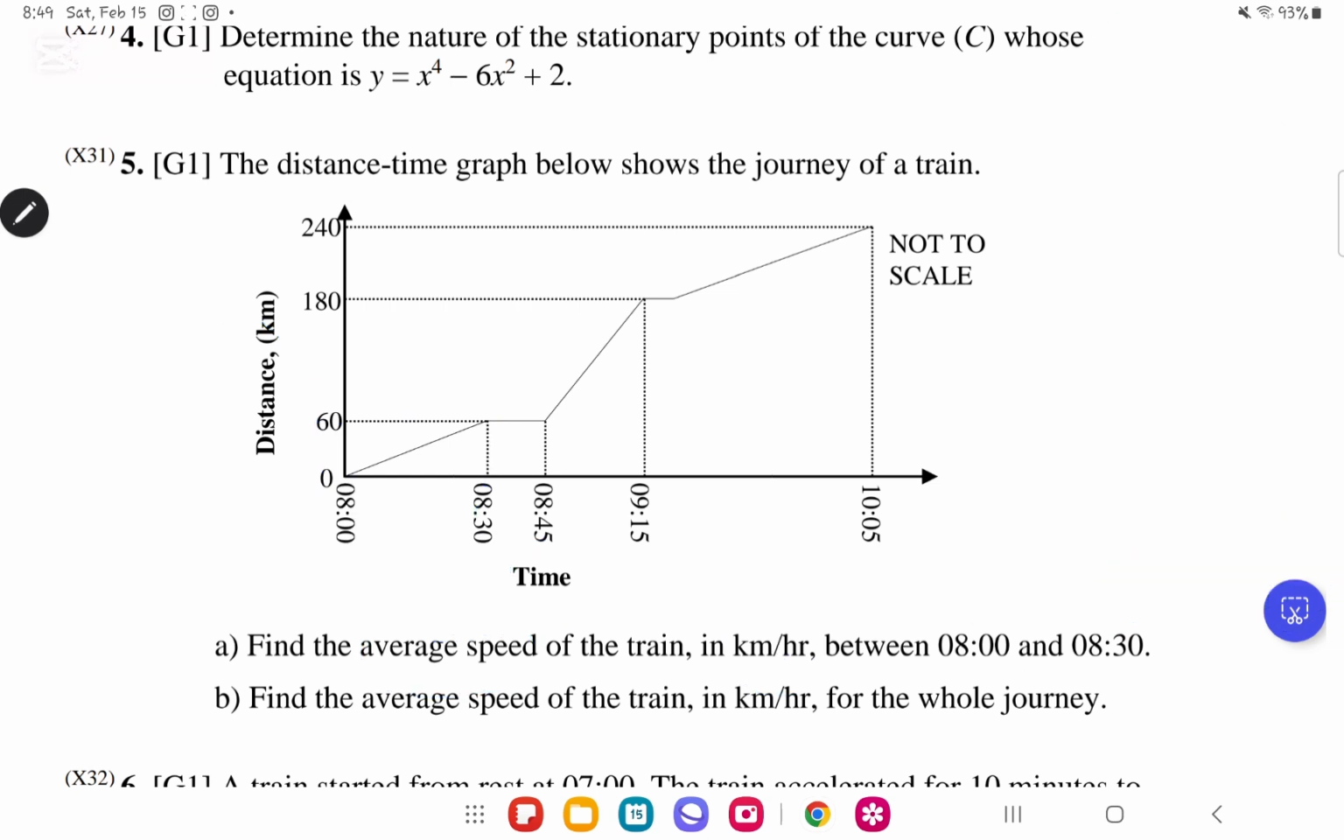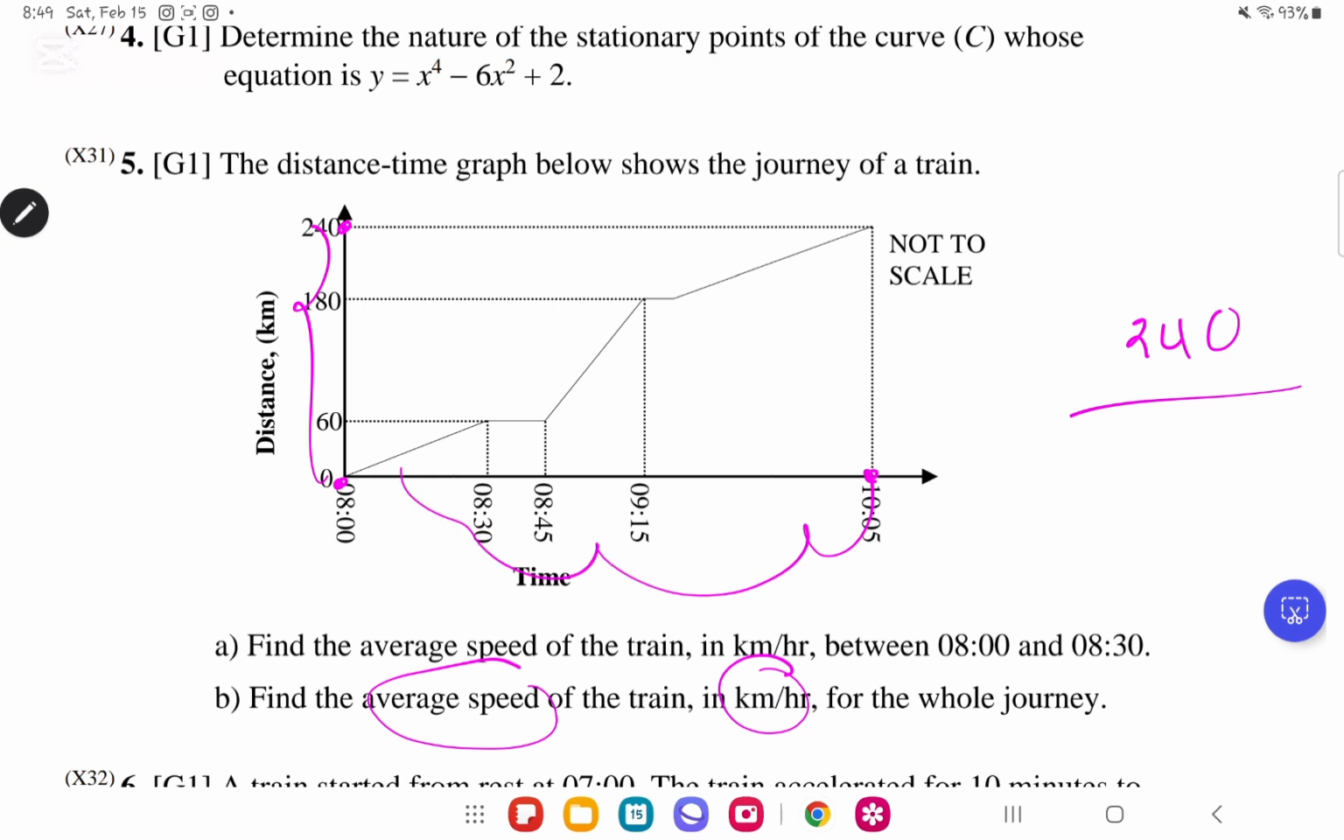For part B, they need us to find the average speed of the train in kilometers per hour, of course, but for the whole journey. So to find the average speed for the whole journey, what we're going to do is you're going to take the last point, and the initial point. So what you're going to do in this case is you're going to take the difference in distance, which is 240 minus 0, which is 240, and the difference in time, which is what? It is 2 hours and 5 minutes.